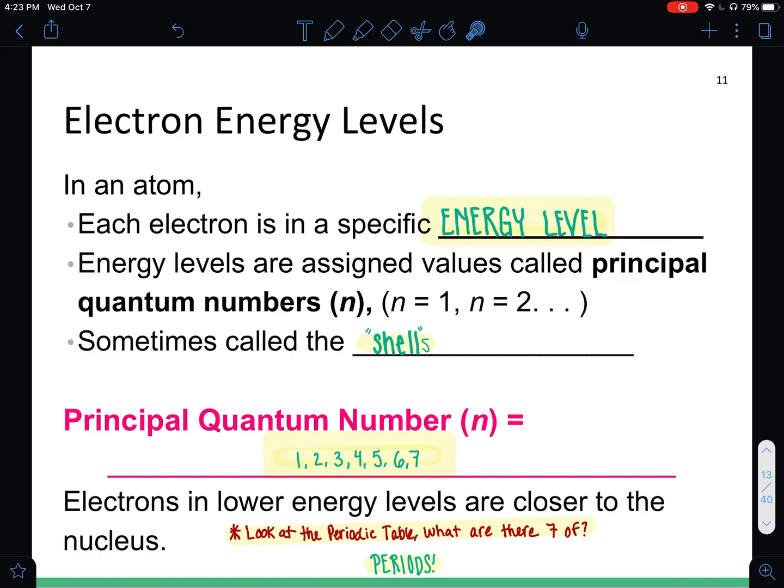n is the principal quantum number, and n tells us the specific energy level that an electron could live in. We determine the n value based on the period that the atom is in on the periodic table. Because there are only 7 periods on the periodic table, the only numbers that you could have for n are 1 through 7. And this is also a range. So if we have an atom that is in period 4, it can have electrons in the 4th energy level, the 3rd, 2nd, and the 1st, which is really well represented by the Bohr model.